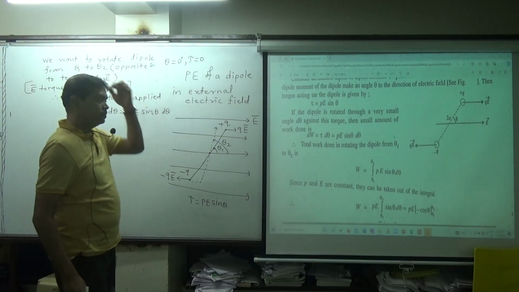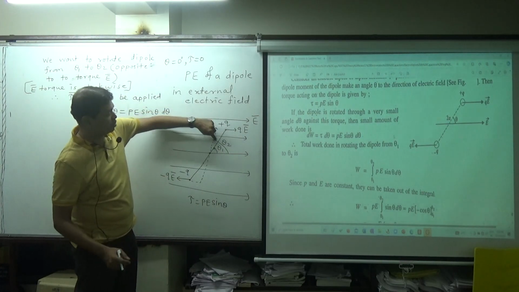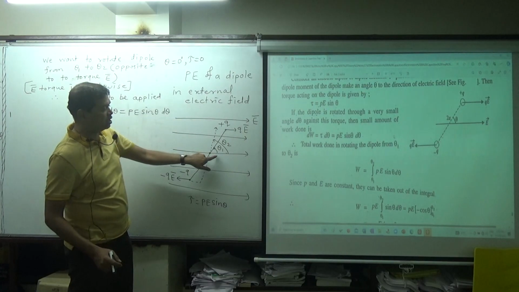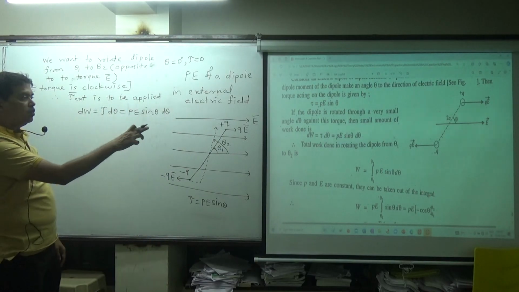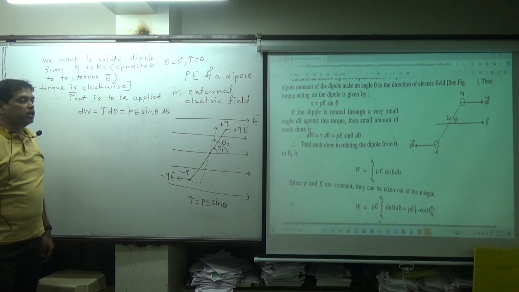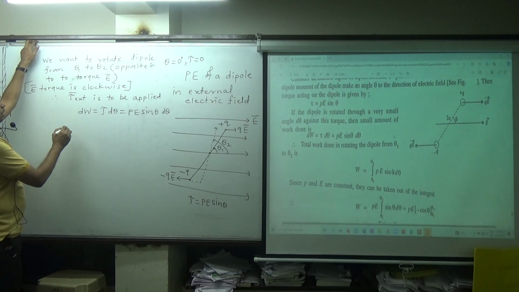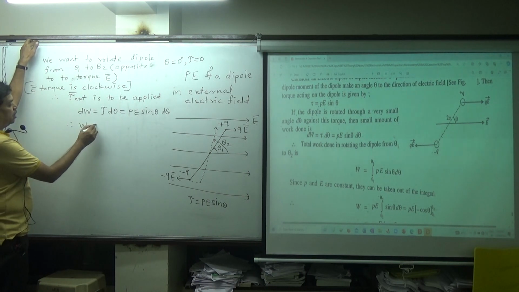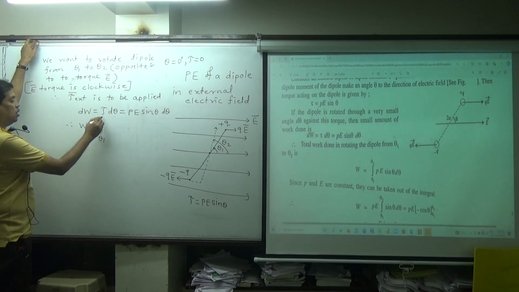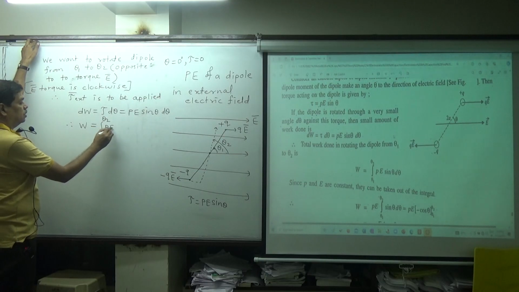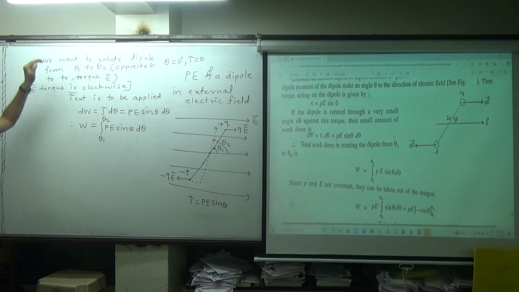I have to go from theta 1 to theta 2, so first I give a very small, infinitesimal angular displacement, with limits theta 1 to theta 2. So first find dW, p sin theta. Write down, therefore total work done in rotating the dipole from theta 1 to theta 2, W is equal to integration from theta 1 to theta 2 of pE sin theta d theta. Go on writing.